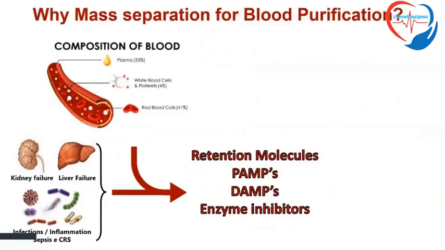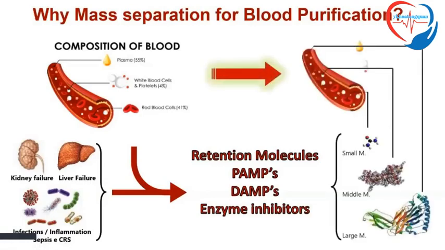So I'll start with the concept of why mass separation is needed in blood purification. I think the first speaker already covered several parts of my topic, so I think I will have an easier way to show you. But basically, when we have retention molecules due to kidney failure or other organ failure, we have accumulation in blood of specific molecules that are small, middle, or large. And for this reason, we need blood purification.